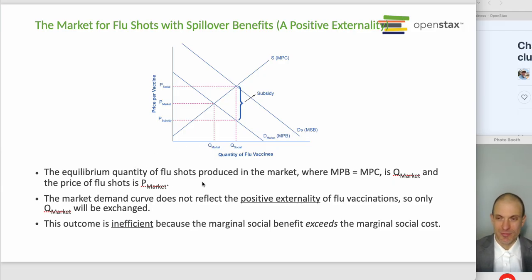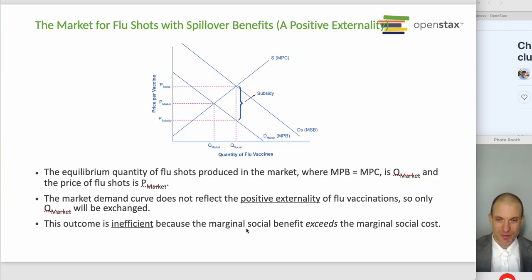The equilibrium quantity of flu shots as produced in the market is where marginal private benefit equals marginal private cost. That's Q market, and the price of flu shots is price market. Okay. Market demand curve does not reflect the positive externality, right? It's missing that bystander effect. So only Q market will be exchanged, right?